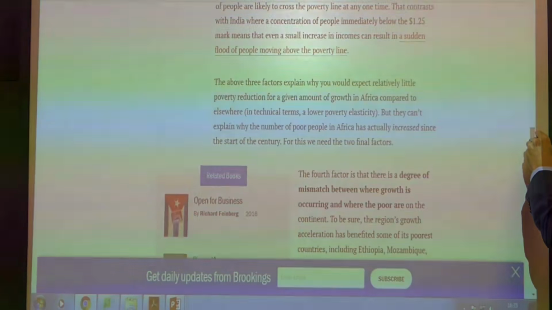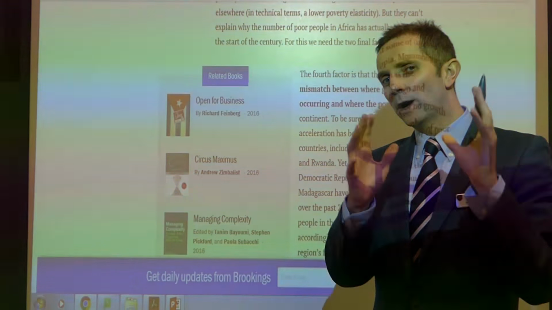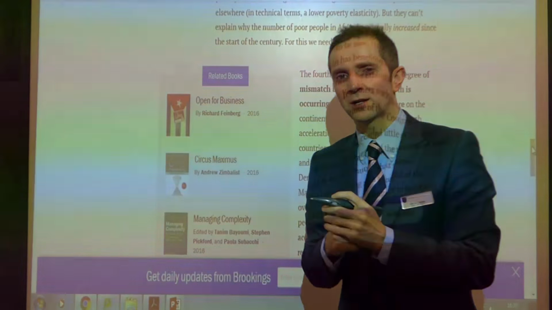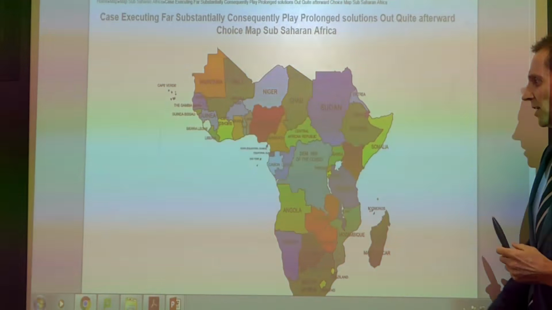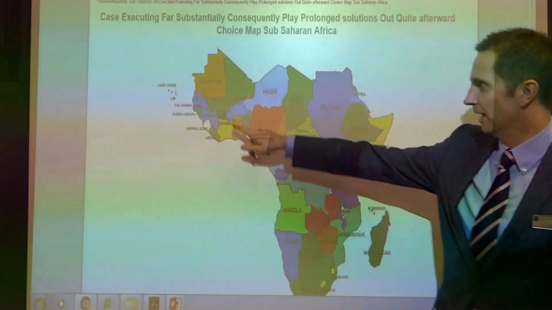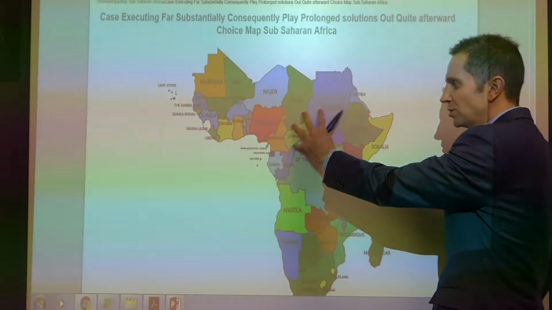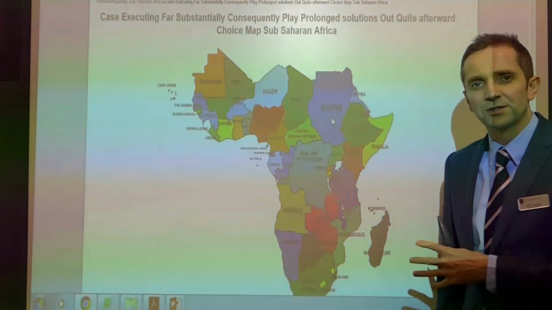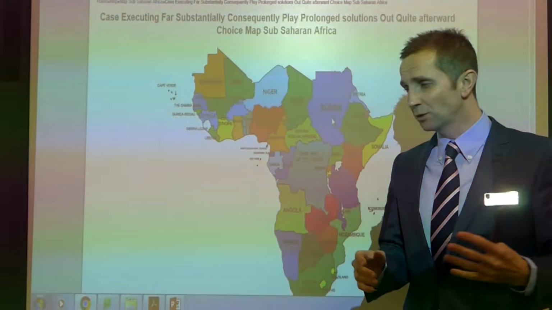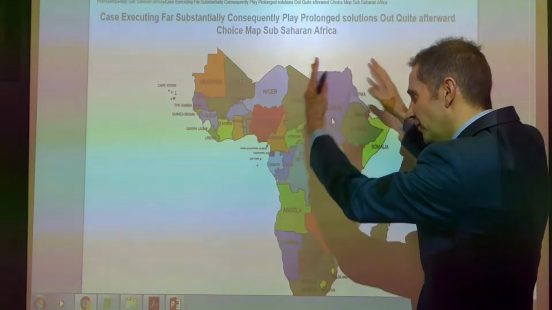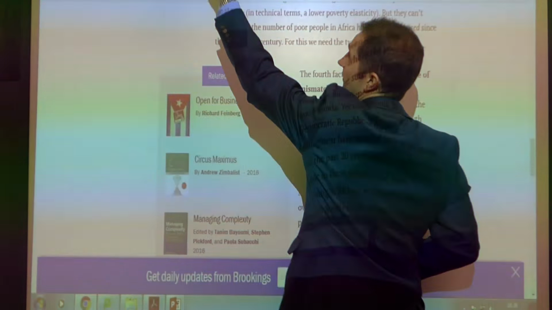Point number 4, the degree of mismatch between where the growth is arising and where the poor actually are. So if we go back here to our map, if the growth is actually arising, say, here, here, and here, but the levels of poverty and deprivation are concentrated in the central Sub-Saharan Africa, then obviously it's not necessarily going to feed into and feed up and feed around. So the wealth isn't spread out in that respect.